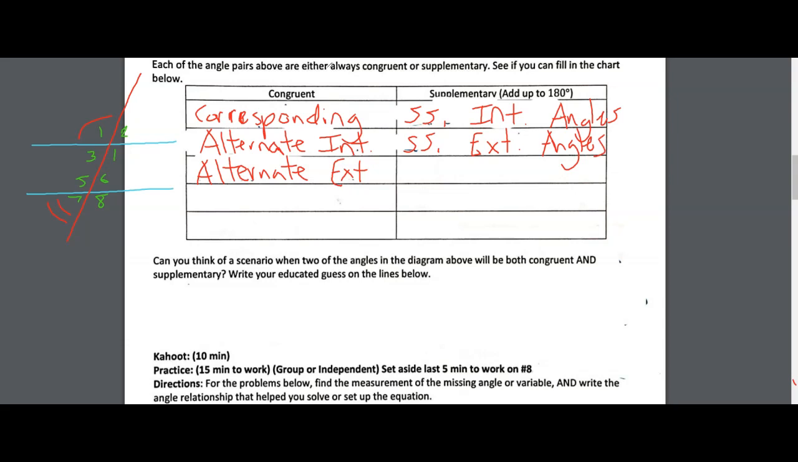Take a look at the question below. It says, can you think of a scenario when two of the angles in the diagram above will be both congruent and supplementary? And then you can write your guess in the lines below.